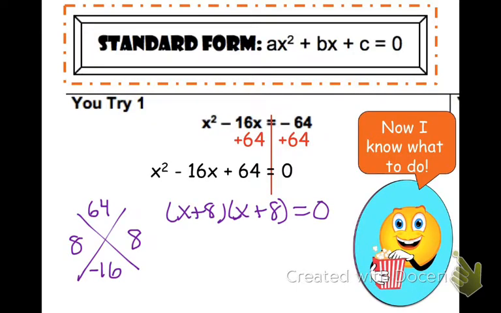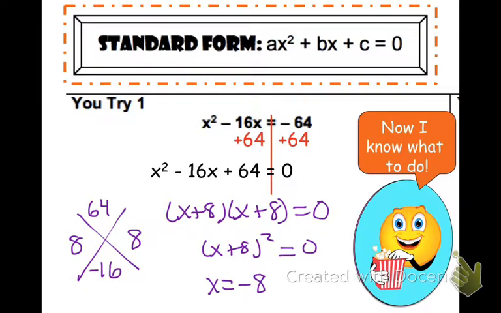Once factored, you should have gotten x equals -8 or x equals -8 again. So in this case, you wouldn't want to write it twice. Something that might be easier is just write x plus 8 squared equals 0, right? And just say x equals -8. So if you put x equals -8 twice, that's fine, same idea.